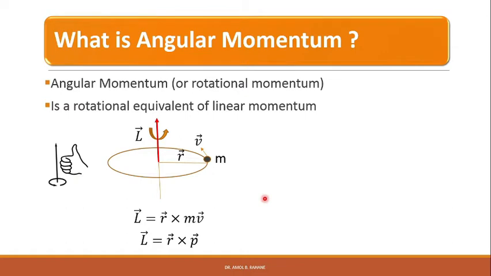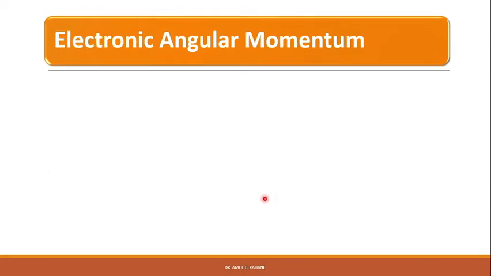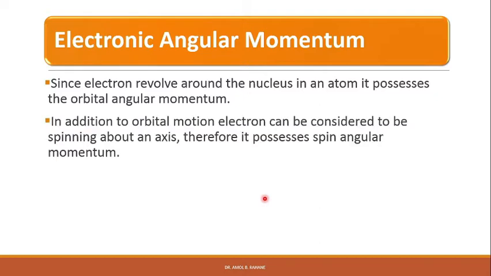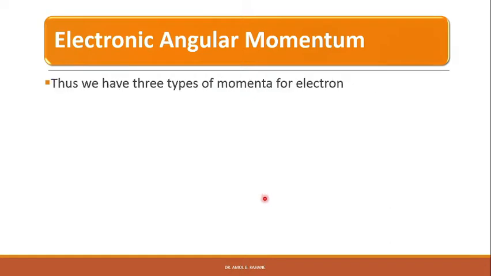The spinning top remains upright while spinning due to the conservation of angular momentum. Let us study the electronic angular momentum. Since an electron revolves around the nucleus in an atom, it possesses orbital angular momentum. Also, in addition to the orbital motion, the electron can be considered to be spinning about an axis and therefore it possesses spin angular momentum. Both the orbital and spin angular momenta of the electron contribute to the total angular momentum of the electron. Thus, we have three types of momenta for the electron.